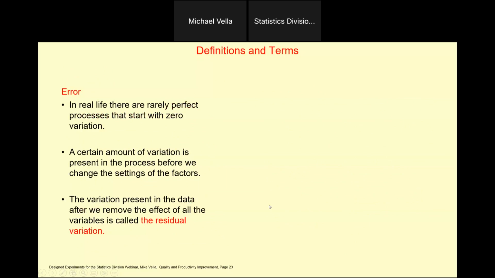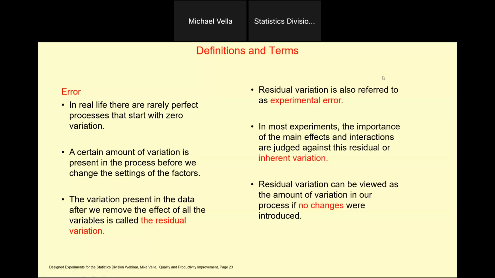Error: in real life, there are rarely perfect processes that start with zero variation. A certain amount of variation is present in the process before we change the settings of the factors. This variation present in the data after we remove the effects is called residual variation. Residual variation is also referred to as experimental error. In most experiments, the importance of main effects and interactions are judged against this residual or inherent error variation. You'll see that when we get to our ANOVA tables. Residual variation can be viewed as the amount of variation in our processes if no changes were introduced.